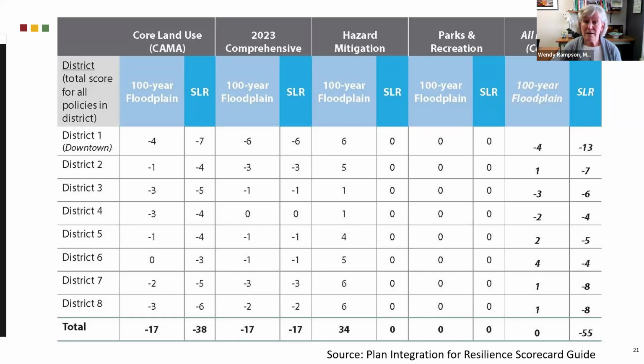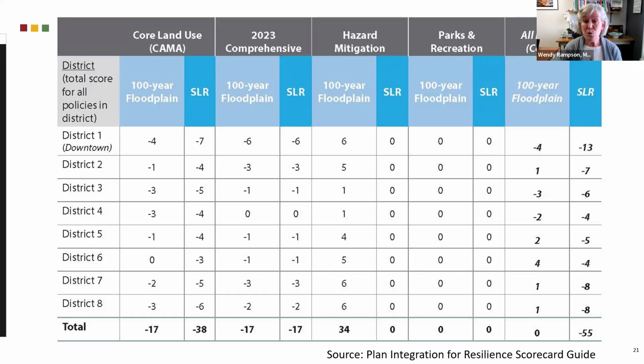So using the scorecard and the maps, the team assigns scores. So they look at the narrative that they've taken from the inventory. They assign a +1 to indicate a policy that positively affects, that is, reduces vulnerability. In other words, is it reducing the community's exposure to hazards?